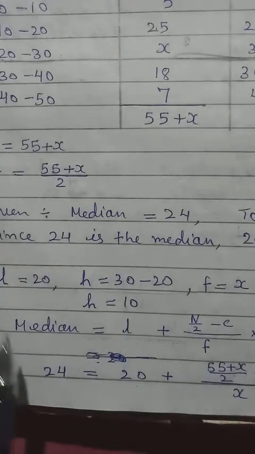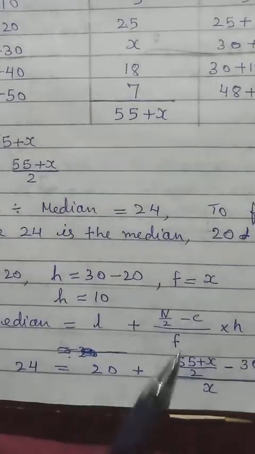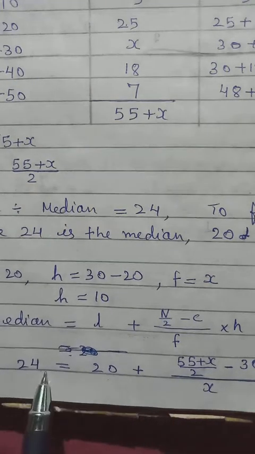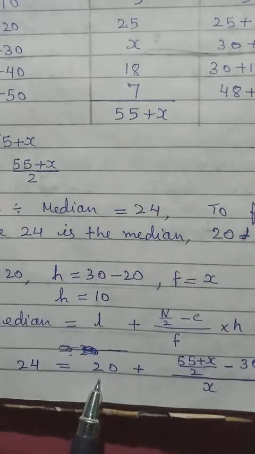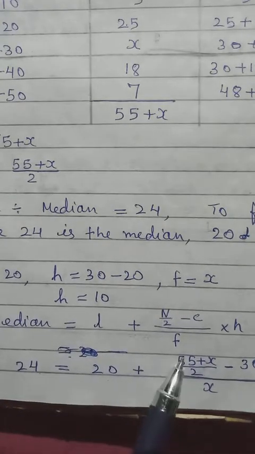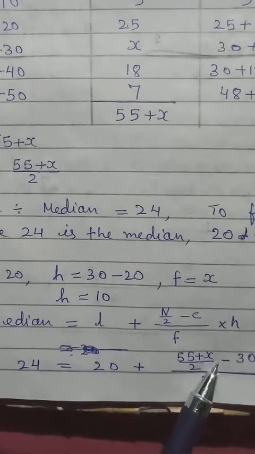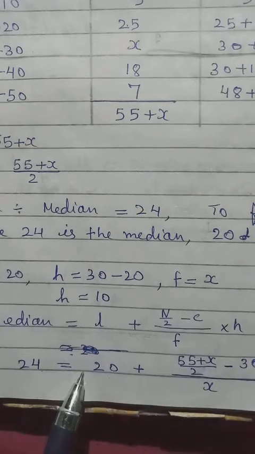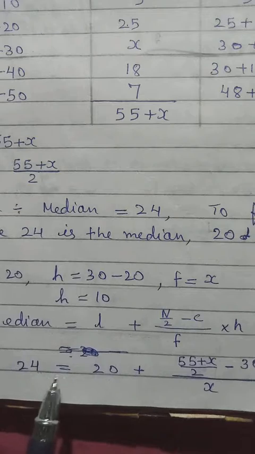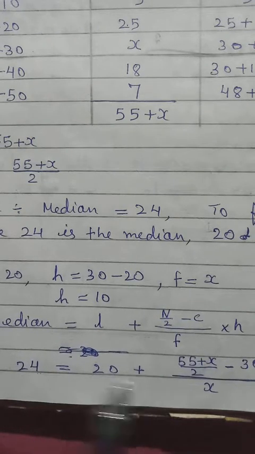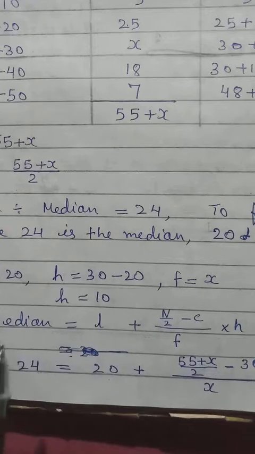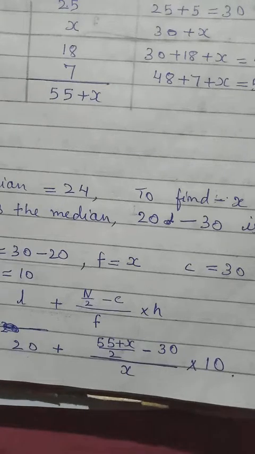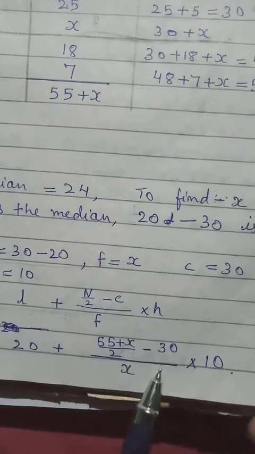Now let us use the formula. We know median equals L plus (N by 2 minus C) by F into H. Median is already given as 24, so we can replace. L we know is 20, N by 2 means (55 plus x) by 2, minus 30, divided by F, which is x. This is plus, so taking it to the other side it becomes minus, because our aim is to find x. So 24 minus 20 will be 4. Then here we have a fraction, so we can find the LCM. LCM of 2 and 1 will be 2.